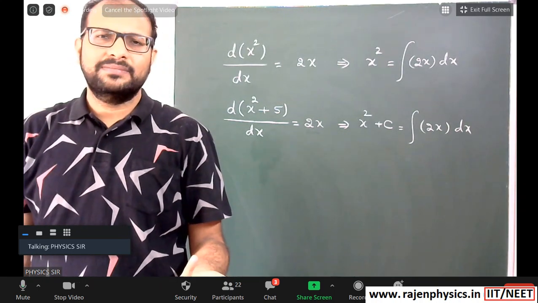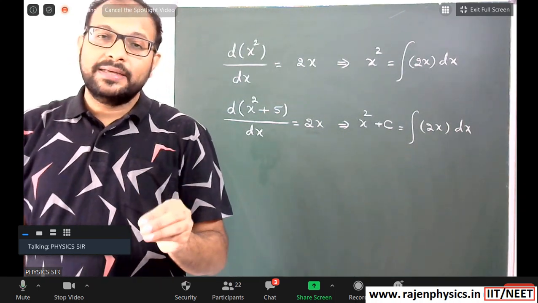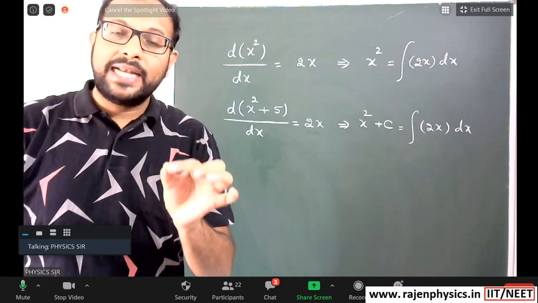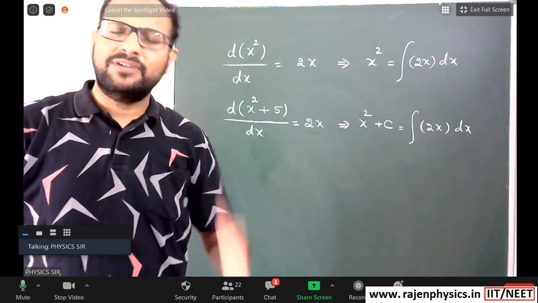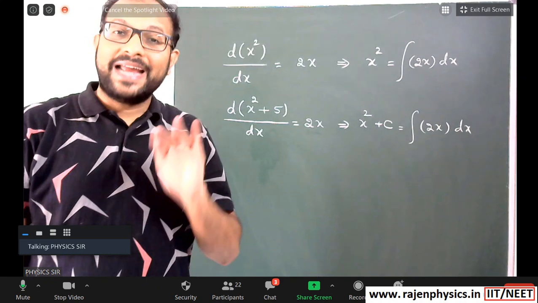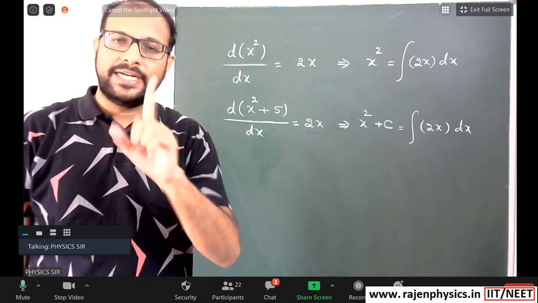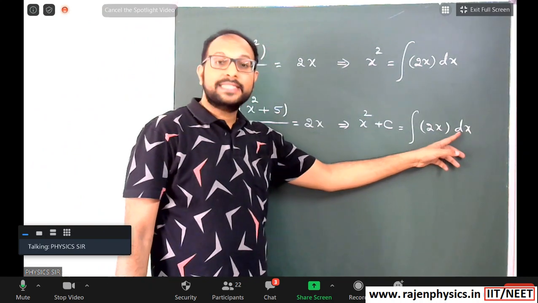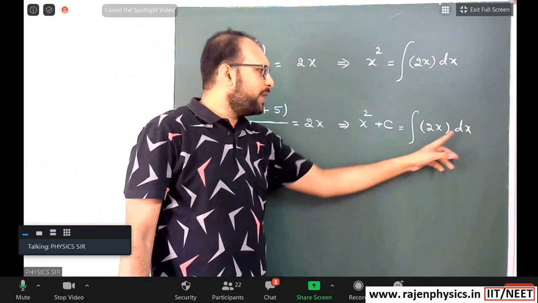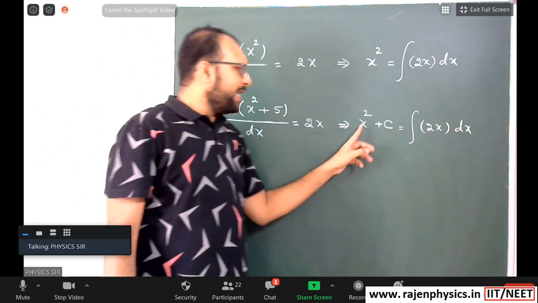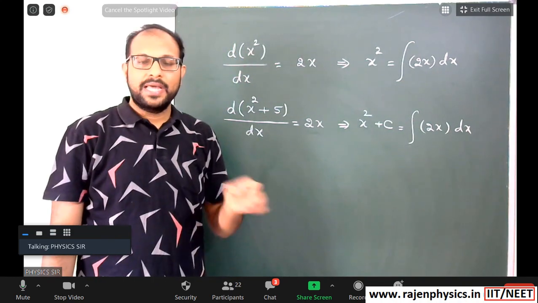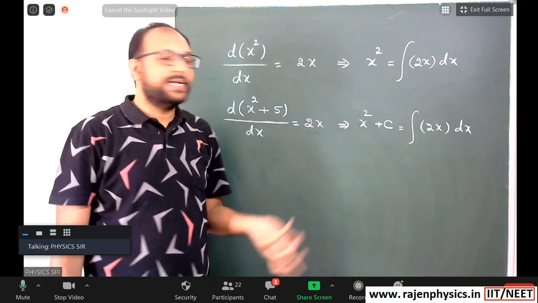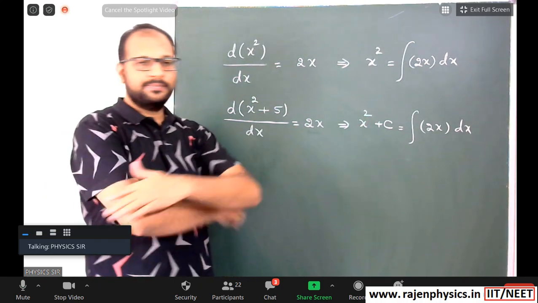There is some constant. That constant, based on the given values by the examiner, we can find out also, but right now it is not required. So simply you follow: integral 2x dx, for example, is nothing but x squared. But after that, the constant we don't know, that's why plus some constant.